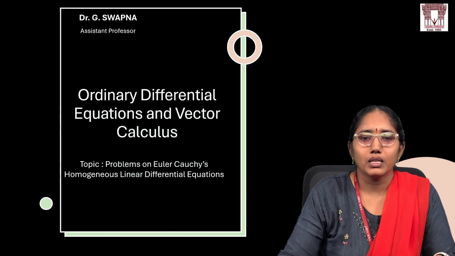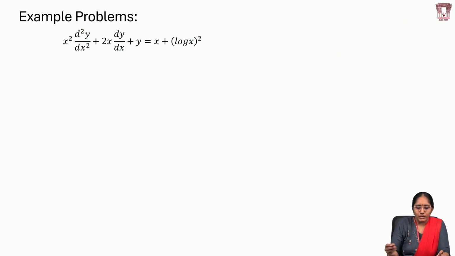Some more problems on this. First, here we observe: is this in Cauchy's homogeneous form or not? Here the order of the derivative is the same as the degree of the term. The equation is x square d square y by dx square plus 2 times x dy by dx plus y equals x plus log x whole square.